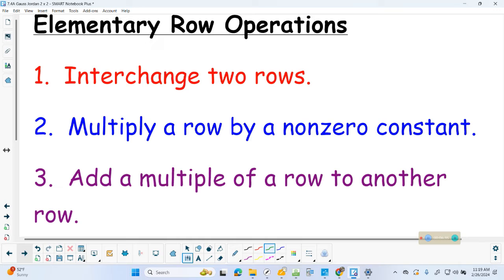Now, the bottom one, we're going to use this today also. Add a multiple of a row to another. So I'm going to maybe multiply a row by 5, and I'm going to add it into another row. So what you really have to kind of think in your mind, you can only multiply and add today. That's your operation. If you want to interchange the equations, we can do it. That's as far as we're going to go.